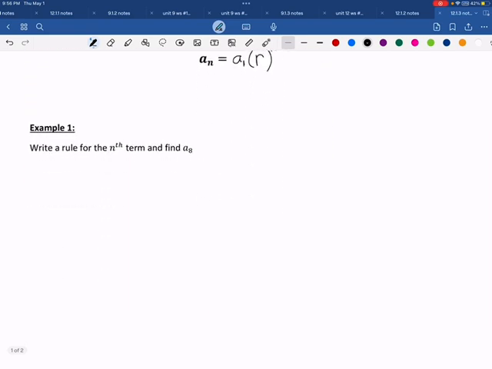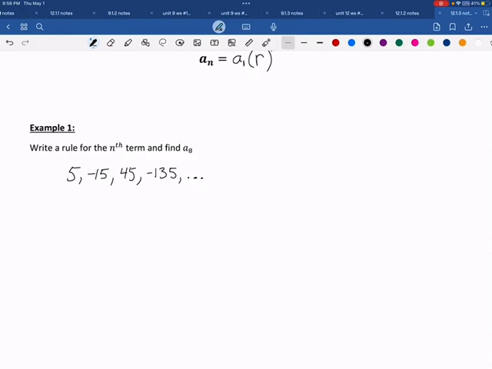Oh, and I just realized that I did not give you a sequence here when I printed your notes. So in example 1, we'll write a rule for the nth term, and we'll find a8, and the sequence that I'll give you is 5, negative 15, 45, negative 135, etc. So here's our sequence.